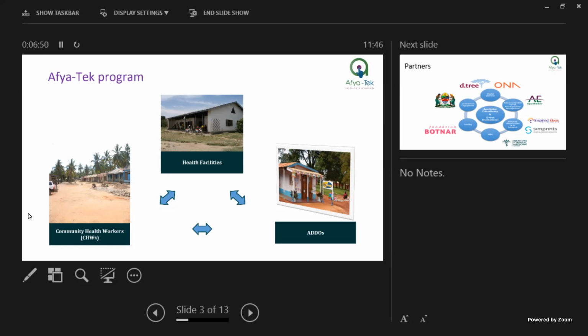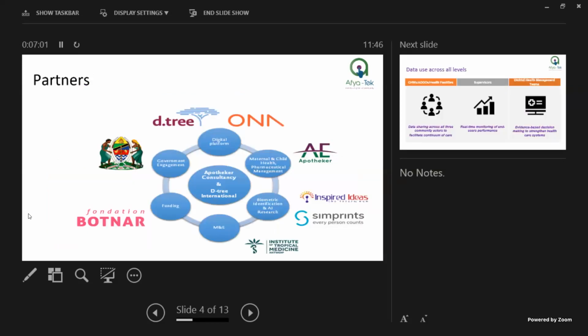The project ends this year, but again we have potential for funding to continue until perhaps 2026. So the AFETEC program is implemented by a number of consortium partners. We have Afoteka as the lead, together with D3 International. As I said, our expertise is on maternal, child, and pharmaceutical strengthening. D3 brings in their digital interventions to ensure that these 3 system actors are able to talk to each other.